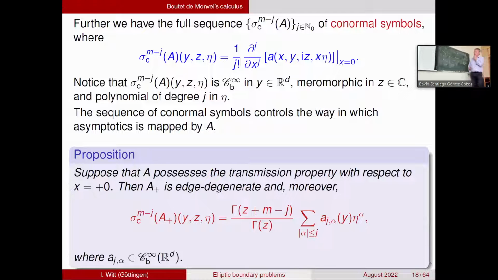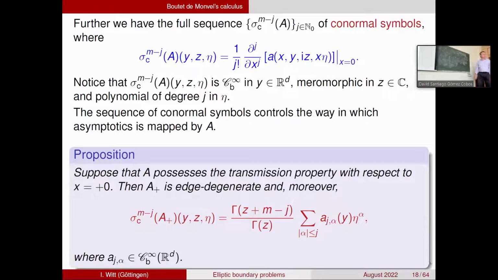Suppose our operator possesses the transmission property. Then one can prove that A plus is edge-degenerate, and moreover we know the principal symbols. That is the form of the principal symbol. Here we have smooth coefficients and a polynomial of degree j, so everything is fine. The important point here is that we have a quotient of two gamma functions.